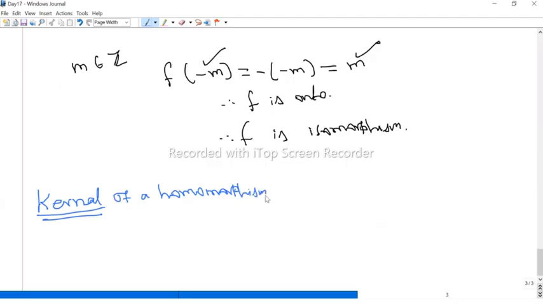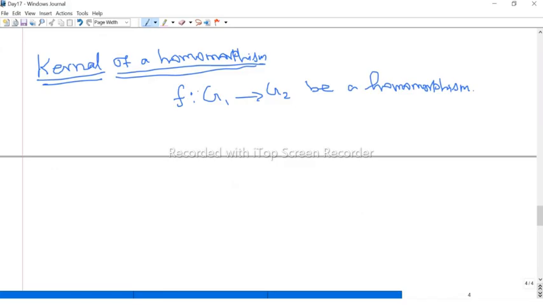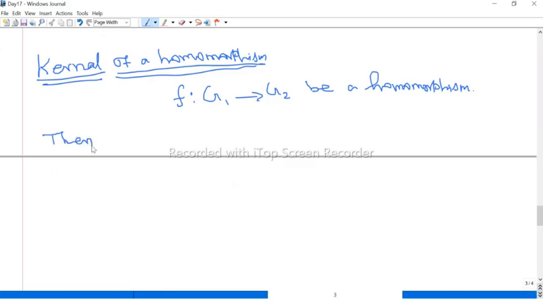Suppose we have a homomorphism between two groups, then what is the kernel? Suppose f is a function from some group G1 to another group G2, a homomorphism. Then we define the set kernel of f, which we shortly write as ker f. This is nothing but the collection of elements g in the domain which map to the identity element. That is, f of g should be the identity element.